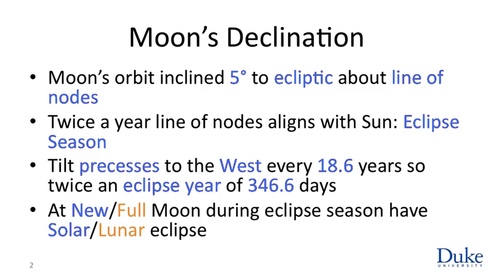sun is now too far from the line of nodes, and you no longer get an eclipse. So typically no more than 3 per season. And this should happen twice per year.